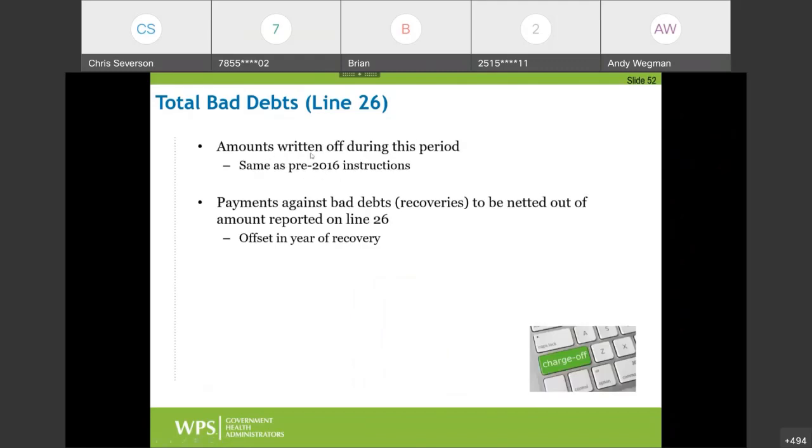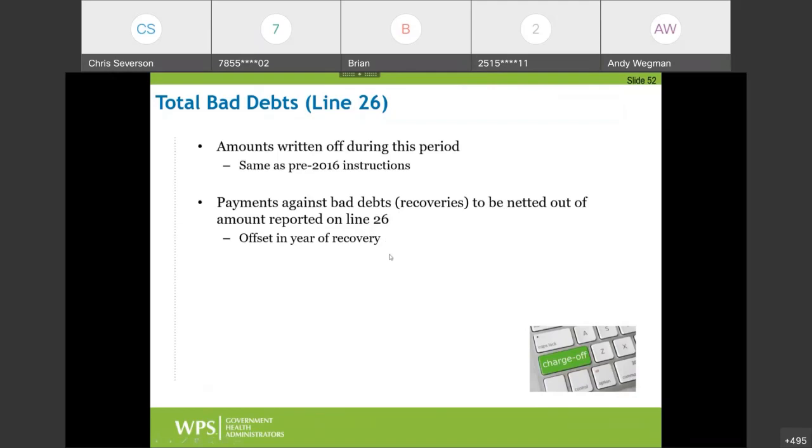It's also a write-off during this period. That didn't change in the instructions. That's been that way all along. And again, the payments, which are recoveries, when we're talking about bad debts, these payments are recoveries. They're already supposed to be offset against the line 26 amount. But they're offset in the year of recovery.